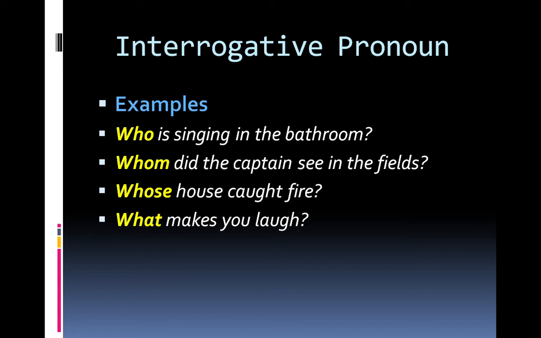What makes you laugh? What is the subject of this sentence? The thing that makes you laugh was the subject. We don't know what that thing was. So we used this word what for that thing, to ask a question about that thing. It has been used in place of a noun, and that thing was a noun. So what has been used in place of a noun, and at the same time it's asking a question about that noun, so it's interrogative pronoun.